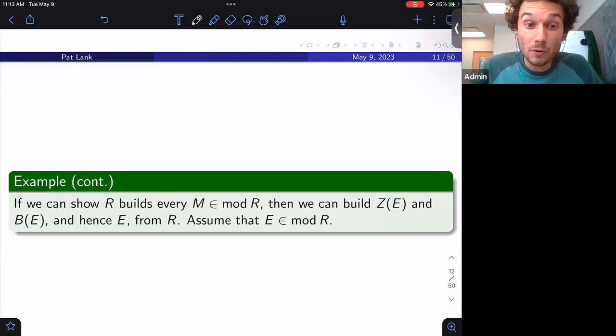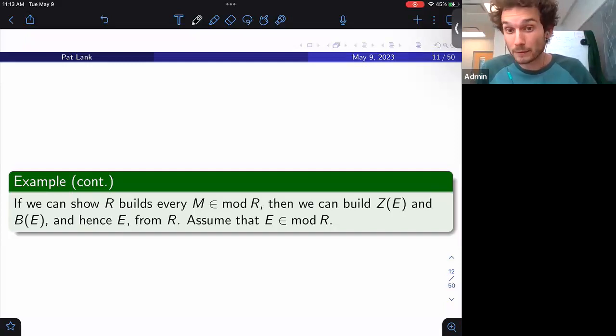So if we can show that R builds every finitely generated R-module, then we can build Z_E and B_E, and hence I can generate the object E from R. So they reduce the problem to saying, all right, let's just assume my complex is now just a module. Now the question is, can I build that module from R?